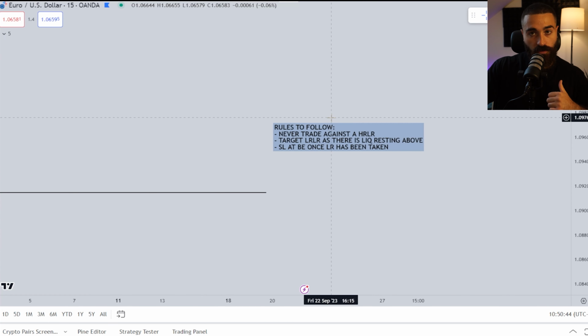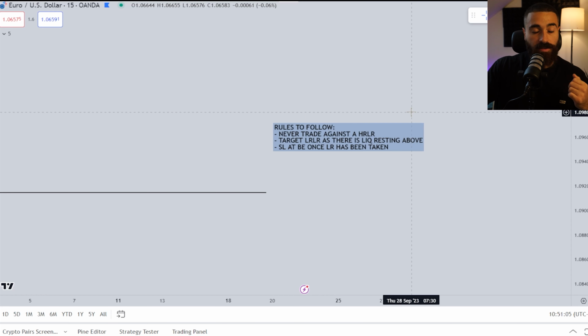Now, some rules to follow. Number 1, never trade against a high resistance liquidity run. Number 2, target low resistance liquidity runs as there is liquidity resting above. Number 3, move stop loss to break even once all the low resistance liquidity runs have been taken.